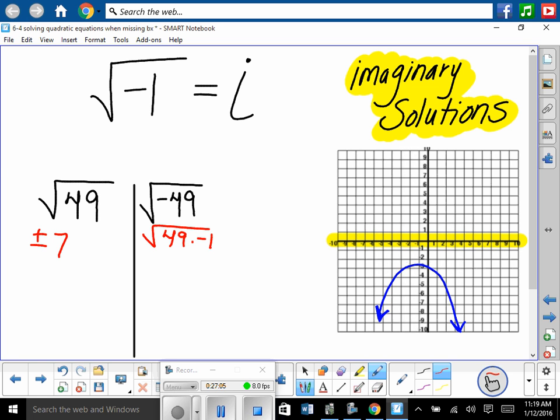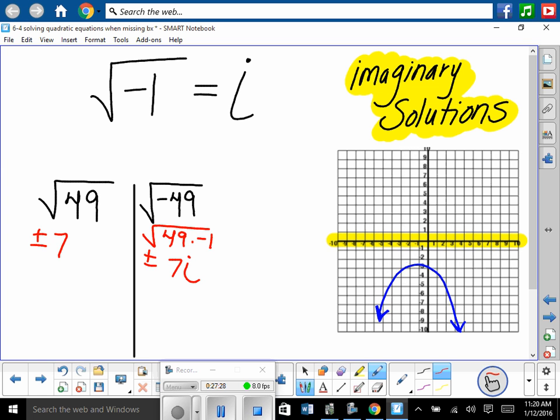So do you see how I'm rewriting it? To my advantage. What's the square root of 49? 7. What's the square root of negative 1? i. So there's our imaginary solutions. And we always have a plus and minus. So that's where we get our two answers, but it's an imaginary solution. So in other words, if it has a negative under the root, you pull out an i.